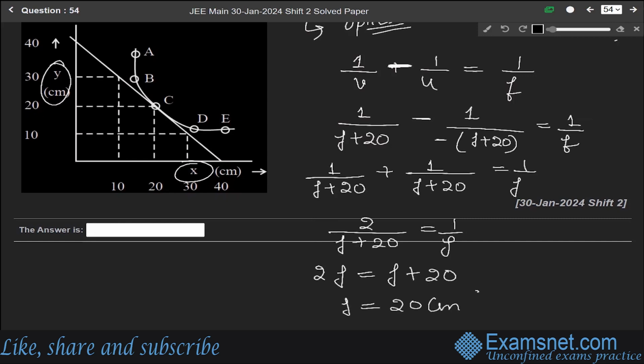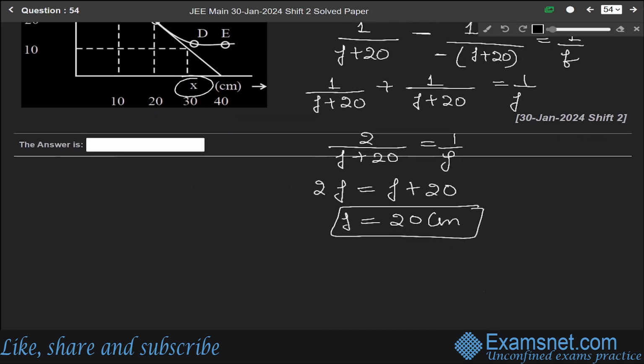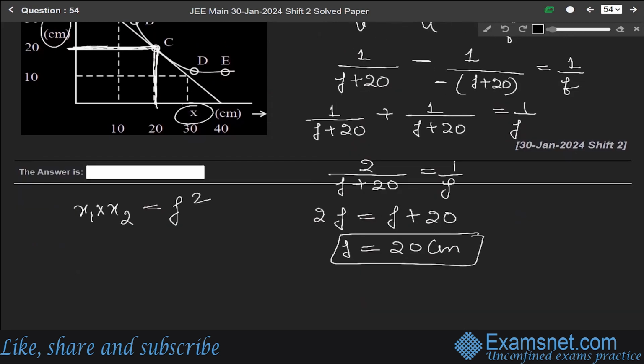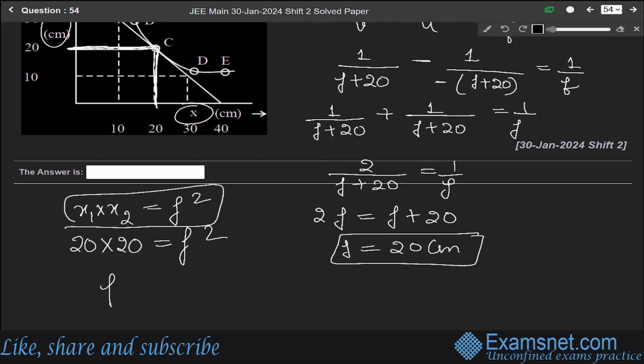Okay. We can use another formula for this also. The other formula is x1 into x2 equals f square. Here x1 is 20, in y there is 20, in x there is 20. So x is 20 and y is also 20, equals f square. This is the short trick to solve this question. So f will be equal to the square root of 400, so it is 20 centimeter.